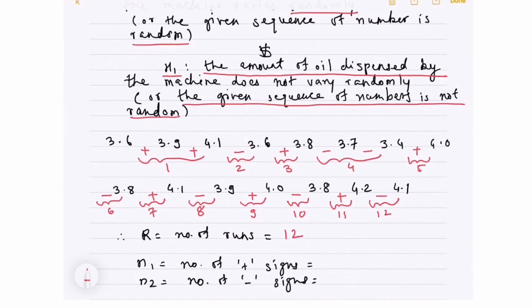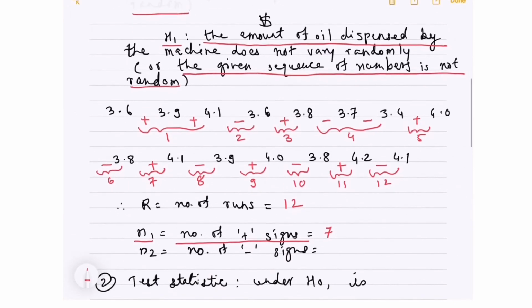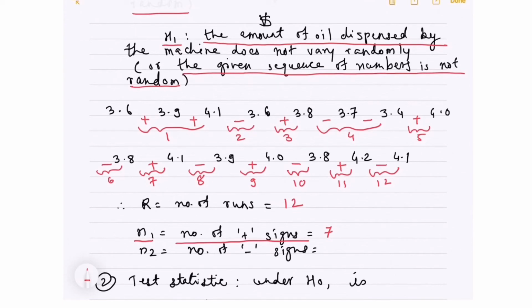Now let us count N1 as the number of plus signs: 1, 2, 3, 4, 5, 6, 7. There are 7 positive signs, hence N1 is 7. N2 is the number of negative signs. Let us count them: 1, 2, 3, 4, 5, 6, 7. They are also 7.